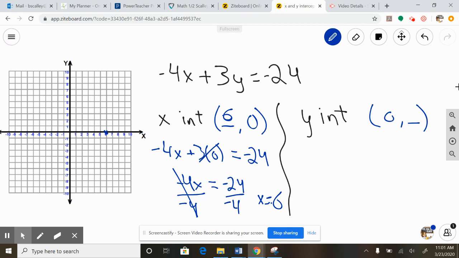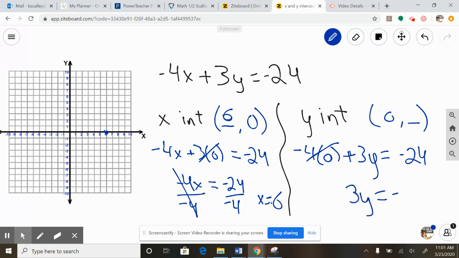So I plug this in: negative 4 times 0 for x plus 3y equals negative 24. Negative 4 times 0 just cancels. It's nothing. So I have 3y equals negative 24. Divide both sides by 3. And I would get that, I'm going to write it over here just so you can see it, y equals negative 8. So when x was 0, y was negative 8.